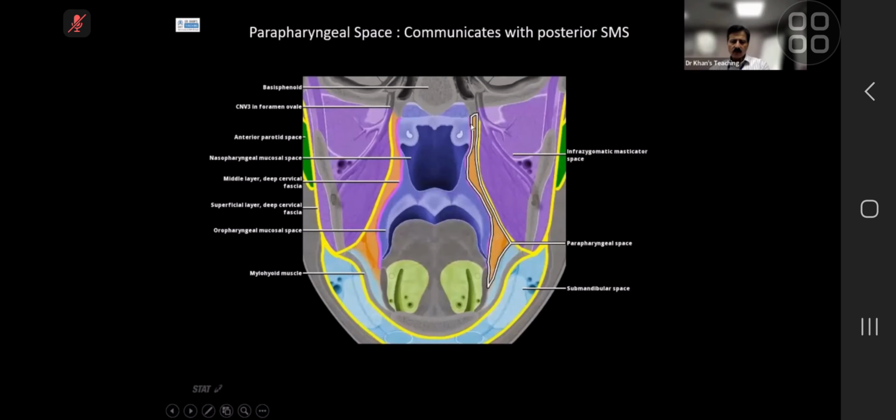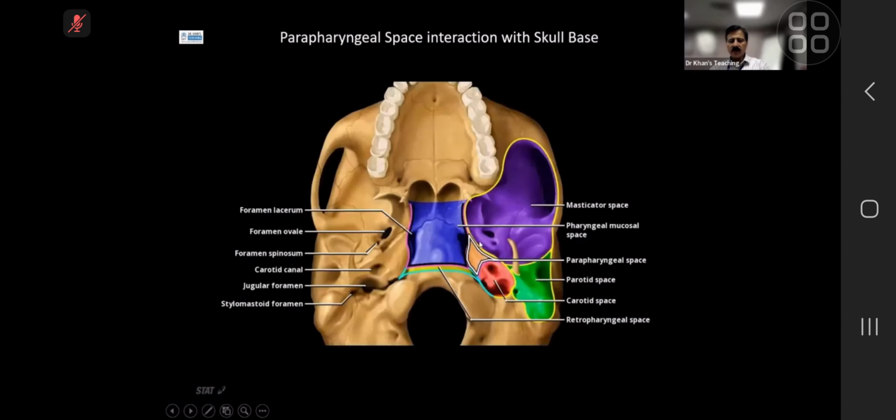This is on a coronal. You can see that it is in continuity. The point to remember is that the parapharyngeal space communicates, or opens normally, into the submandibular space. So infections, etc., from the submandibular space can go up like this. They can travel. And please remember that the parapharyngeal space also touches the skull base here.